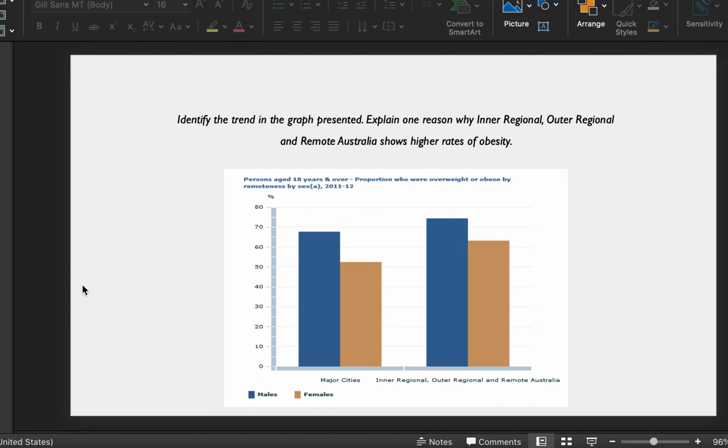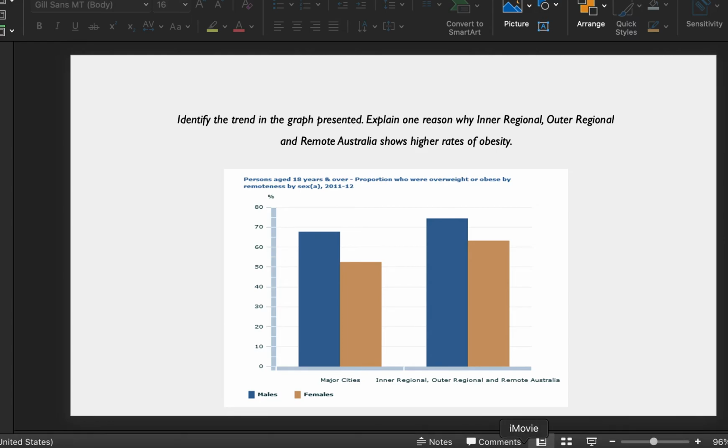I'm going to ask you to pause the video on this one if you can, and write into your notes what the trend is that you see. In fact, I can see two trends in this graph, one males to females and one major cities to regional. And then I would like you to explain one reason why you think there is the trend that you can see in either males to females or major cities to regional.